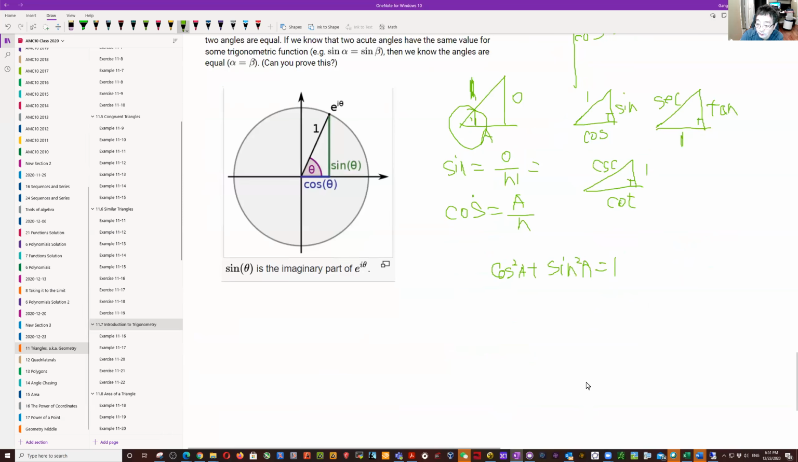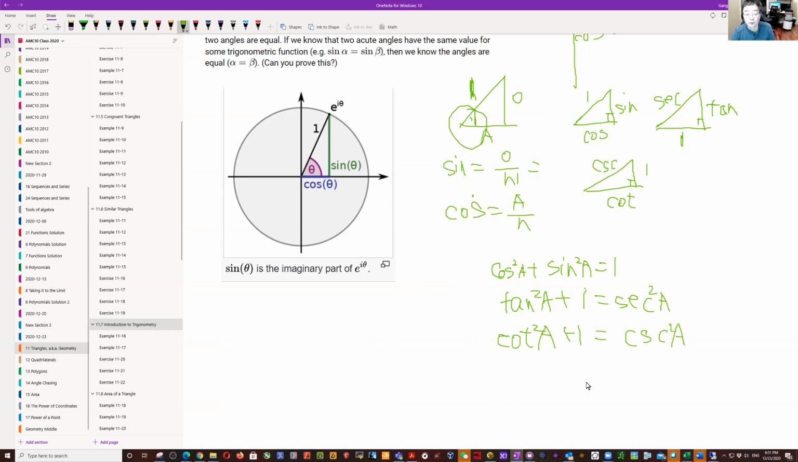The second identity involves the tangent. With the Pythagorean theorem, tangent A squared plus 1 equals secant A squared. And then the cotangent A squared plus 1 equals cosecant A squared.